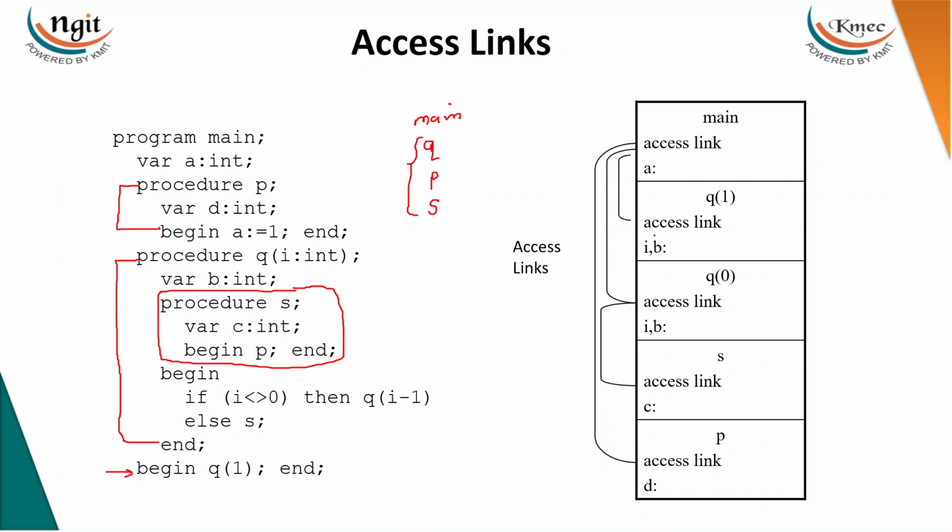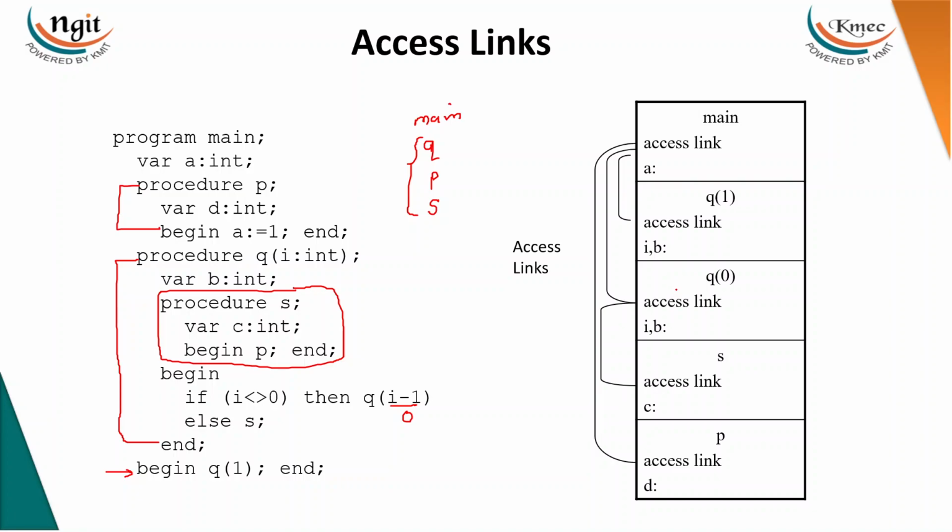The Q access link will be pointing to the main. First we are calling Q with 1, that's why we have taken it here. Then the Q function begins. If I is greater than 0, of course yes, because I is 1, then we are calling Q of 0. If I is 1, then we are again calling Q of 0.